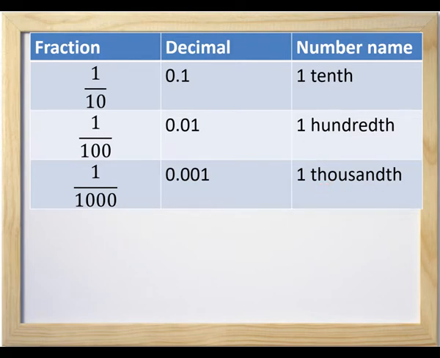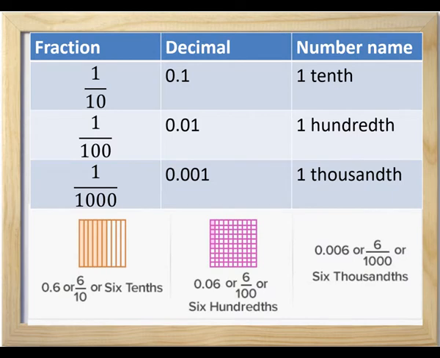Understood, children? You can see a few more examples, or the diagrammatic examples, here. 0.6 means it is 6 by 10. That means 6 parts out of 10 equal parts are shaded here. So it is called 6 tenths. Understood, children? This is how we are going to name a decimal number. So 0.6 is the same as 6 by 10, so we call it 6 tenths.